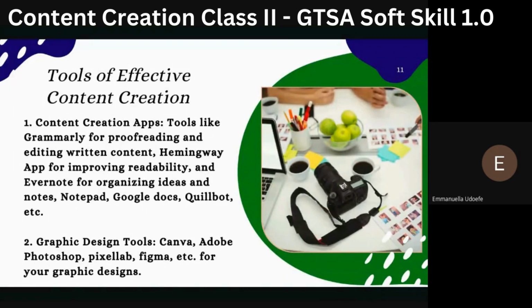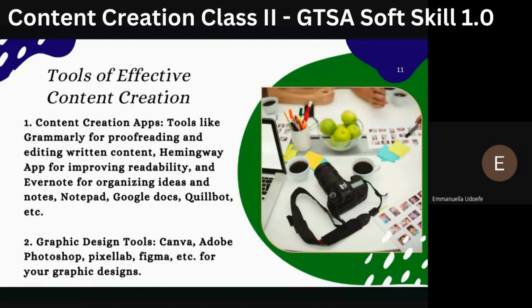So these tools or these skills are basic things that we need for functionality in the online space. They're just basic skills. So Canva, Adobe Photoshop, for those who want to do more professional graphics and picture editing and all of that. Then Pixel Lab is another good tool.